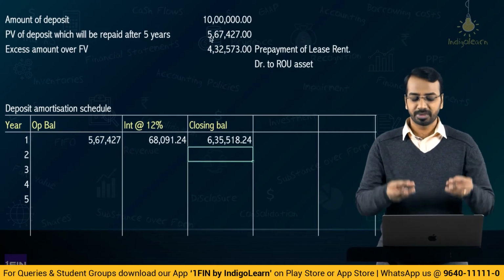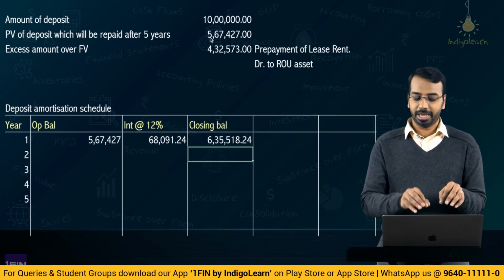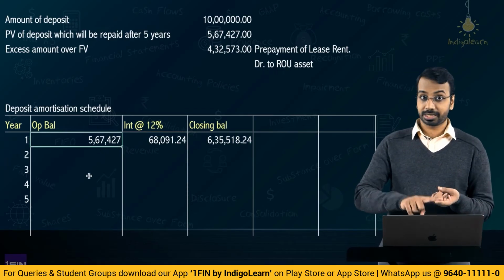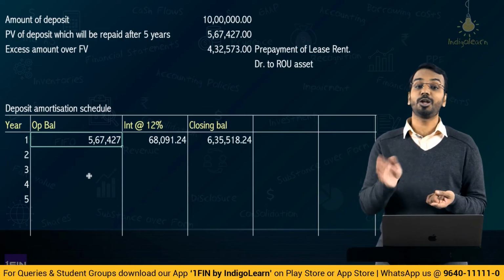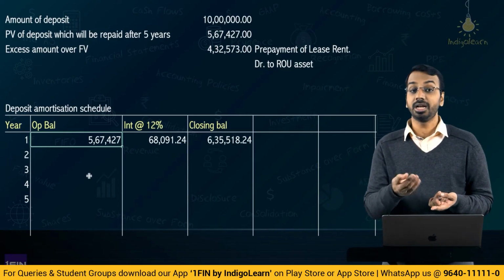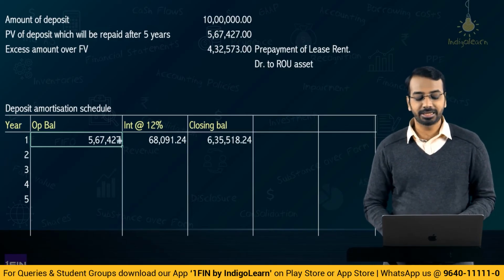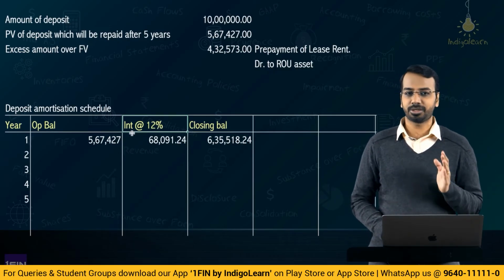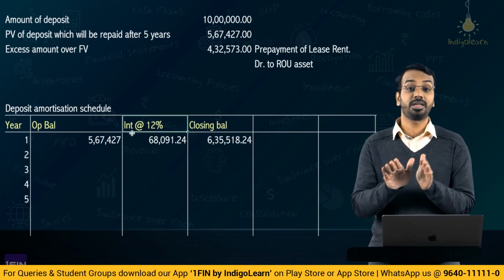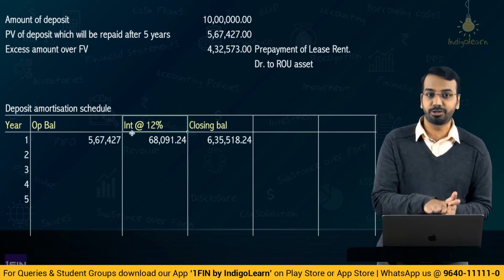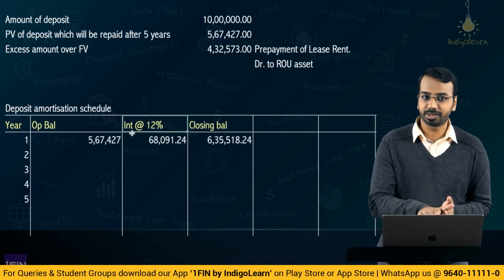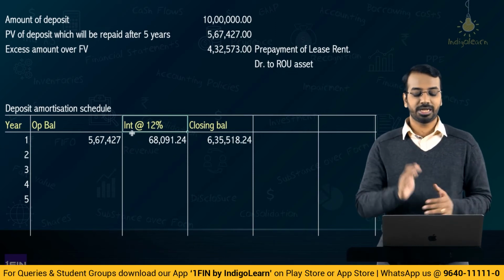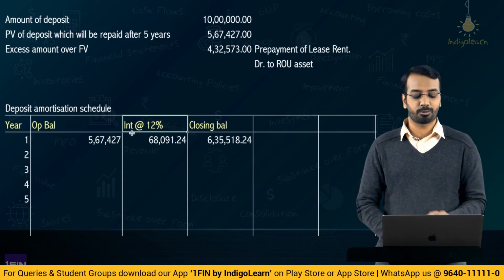So, basically what are we saying? The fair value of the deposit today is 567,427. On this, the entity will earn 12% interest, and this interest is arrived at using the effective interest rate method. Most of the time it will be given to you in the question. If it is not given to you in the question, you will use the IRR method and then calculate it. Okay. So, you will take the opening balance, interest of 68,091.24, and you get the closing balance.